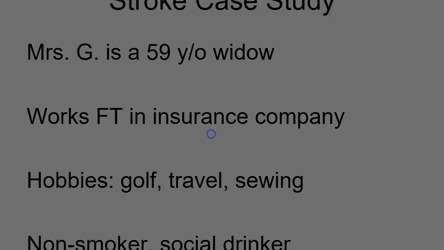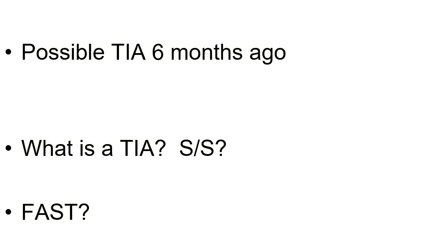So we're going to talk about Mrs. G, a 59-year-old widow who works full-time in the insurance company. Her hobbies are golf, traveling, and sewing. She is a non-smoker and a social drinker. So some of the risk factors that she has are the sedentary lifestyle, other than the golfing, the love of travel, driving around, so sewing, sitting at a sewing machine for hours. So she has some risk factors that relate to Virchow's triad.